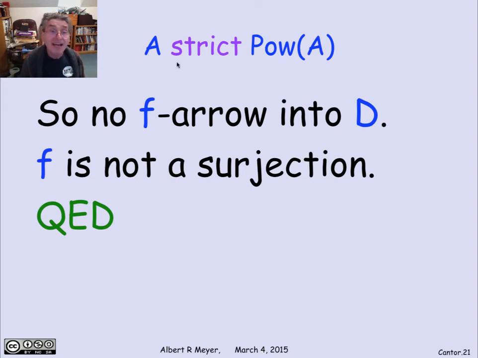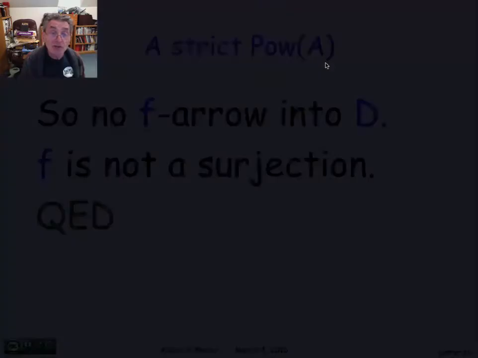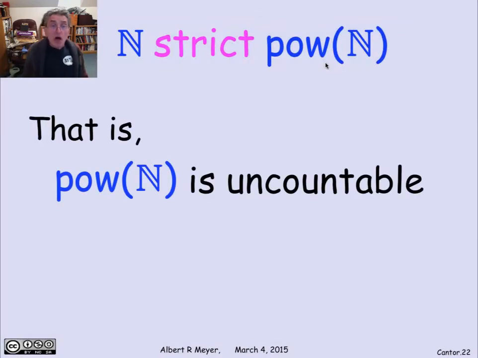In other words, A is strictly smaller than the power set of A. Now, a special case of this, of course, is that the non-negative integers are strictly smaller than the power set of n, because that's an instance of Cantor's theorem where we're applying it with A being the set of non-negative integers. So there's no surjection from the non-negative integers to the subsets of non-negative integers. Again, that means that the power set of n is an example of an uncountable set, because the definition of countable is that there would be a surjection from n to the power set of n.